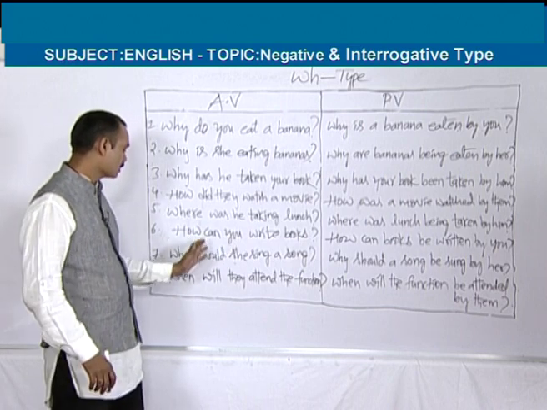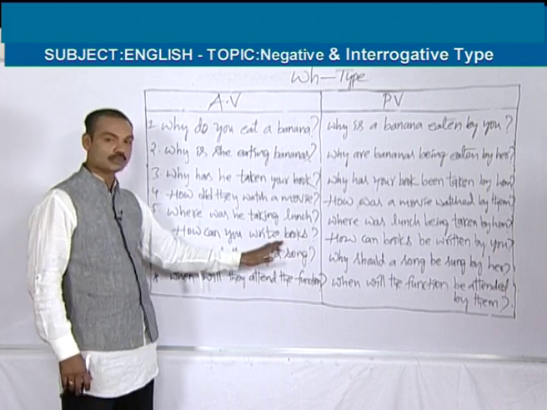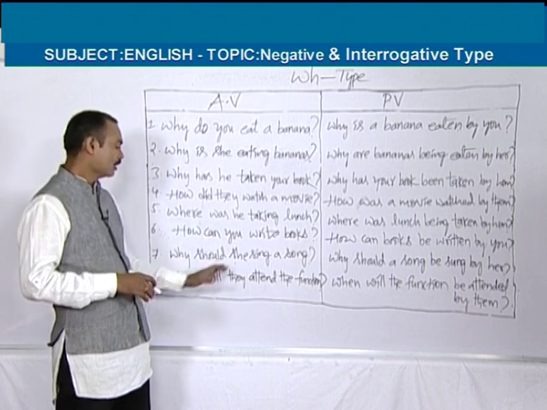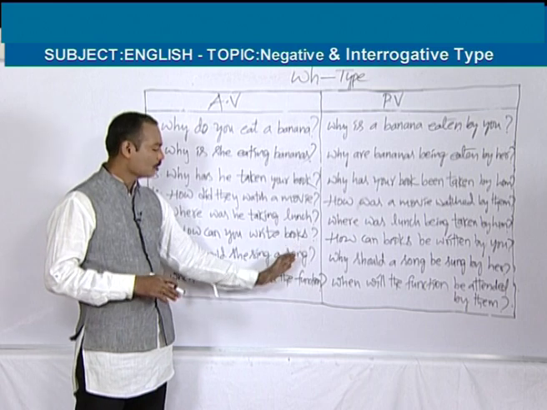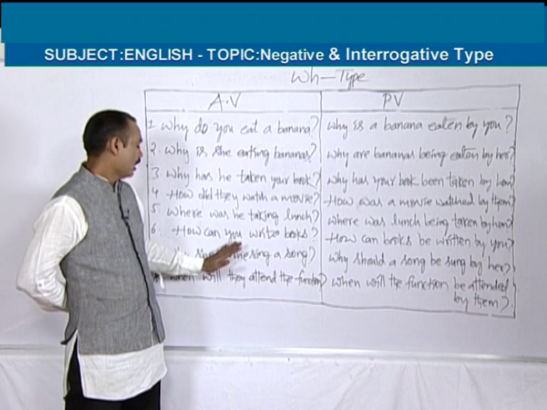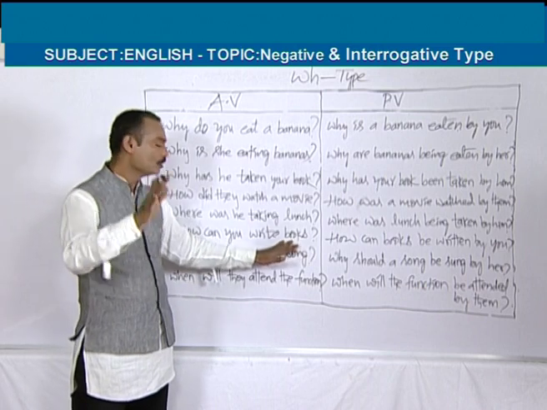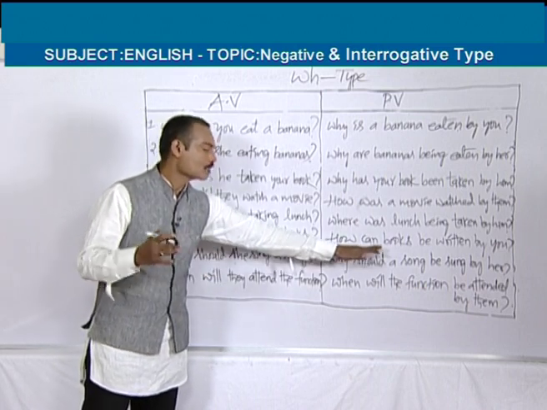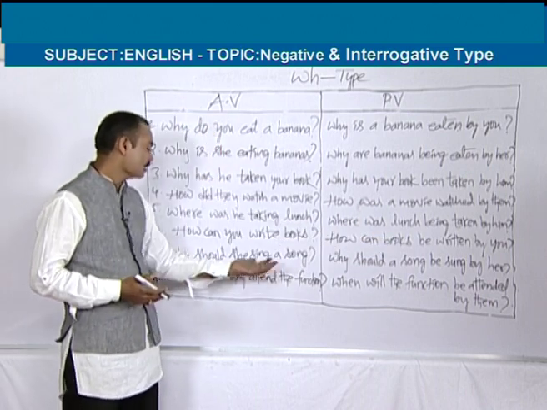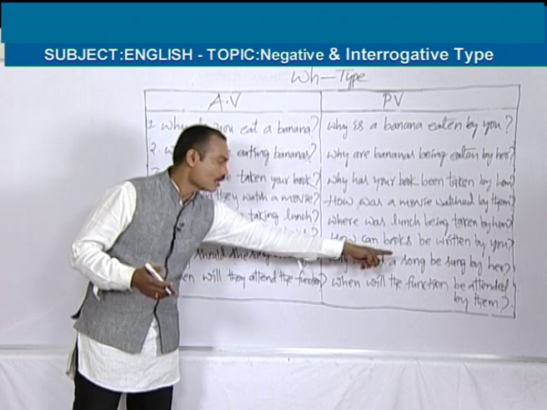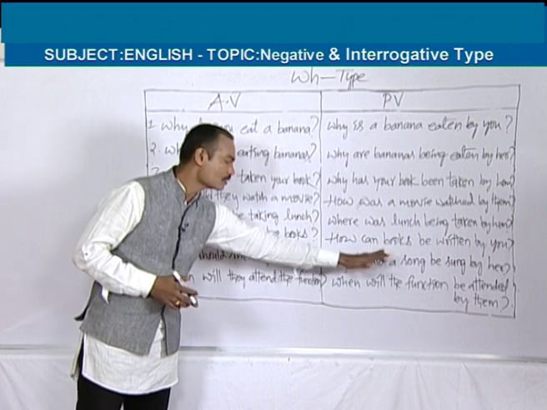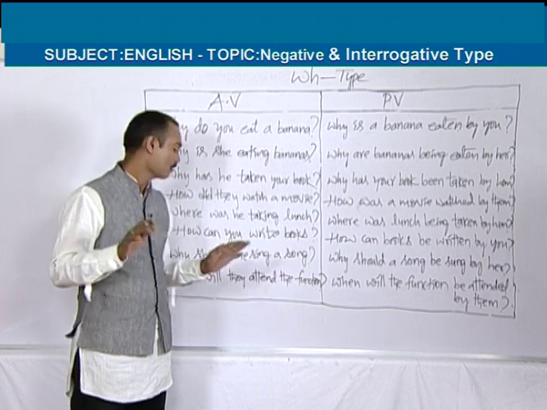Next, these are modals. How can you write books? So, whenever you find modals like can, should and will, whether it is a singular object or plural object, you cannot find any changes in the passive voice. So, how can you write books or how can you write a book? How can books or how can a book be written by you? Why should she sing a song? Why should a song be sung by her? Even songs also, there won't be any change. Why should songs be sung by her?